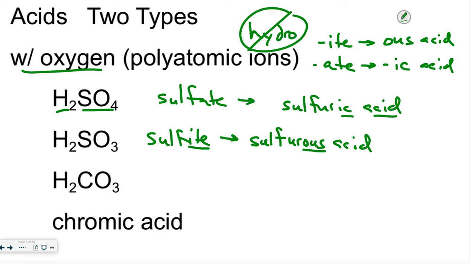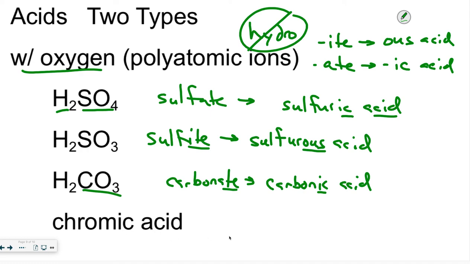Here I have hydrogen again, of course, and this CO3 is carbonate. What would we change it to? Would we change it to ic or ous? Obviously with the ATE, I'm going to change it to carbonic acid. And you know that as the acid that's in soda. Carbonic acid. Good.